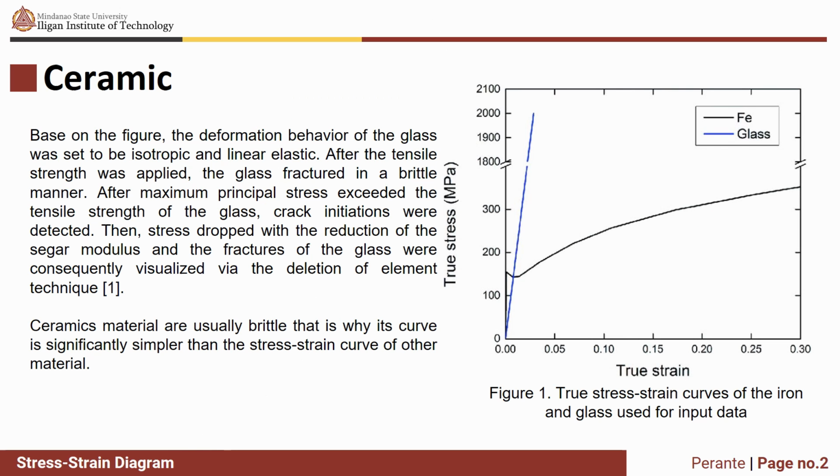For the ceramic material, Figure 1 shows the true stress strain curves of iron and glass. The stress strain curve for glass is that blue line. As you can see, it shows a linear behavior that after the maximum tensile strength is applied, crack initiation was detected. This shows that the glass fractures in a brittle manner, and ceramic materials are brittle, so their stress strain curves are usually simpler compared to the stress strain curve of other materials.